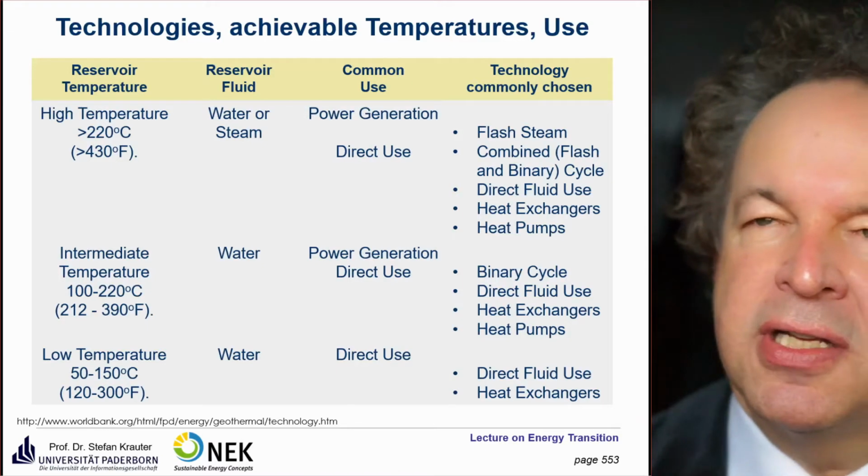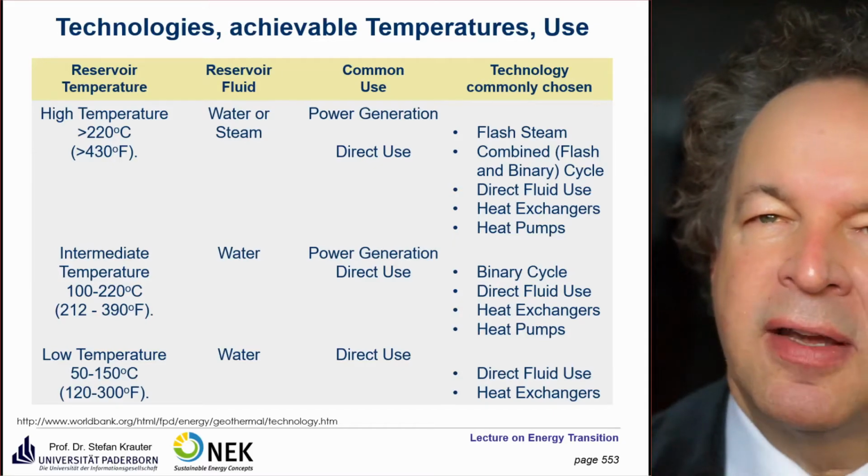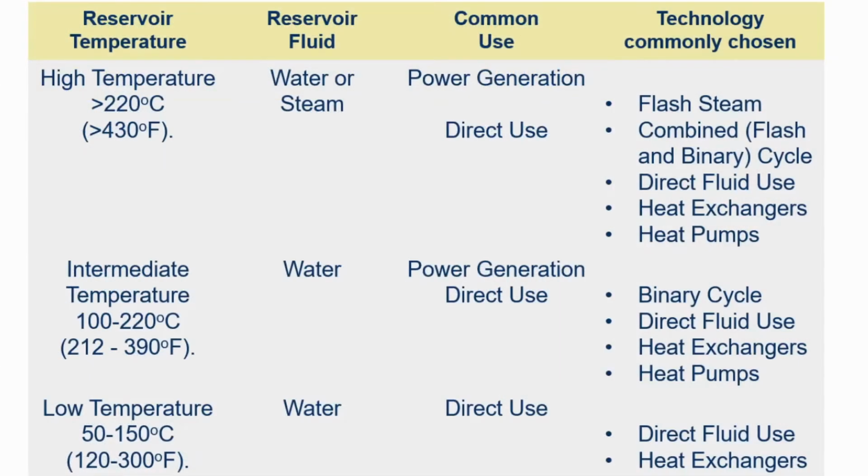Some technologies, the achievable temperature and the use. So if you have a high temperature reservoir which is above 220 degrees Celsius, you have as a reservoir fluid either water or steam. You can use it for power generation. Often a technology, as we saw in the graph before, is a flash steam process or combined flash and binary cycles. You also may use that directly via heat exchanger or heat pumps.